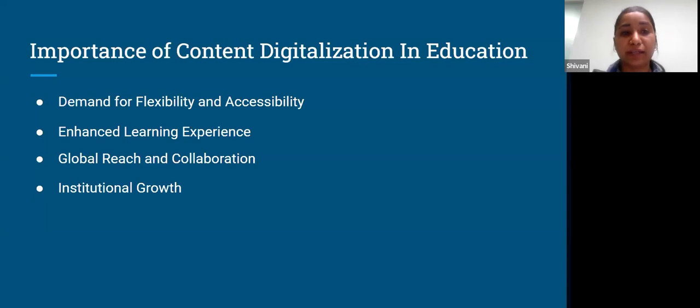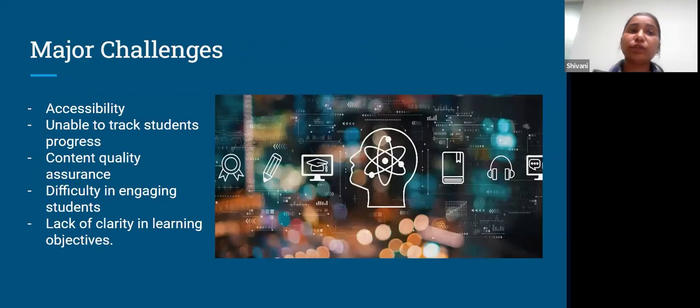And it also encourages students and teachers to share their ideas. Now, let's talk about the major challenges when a university is adopting digital content. So the very first challenge is accessibility. By adopting digital content, many students find some difficulty in accessing the digital content for so many reasons, for user interfaces.